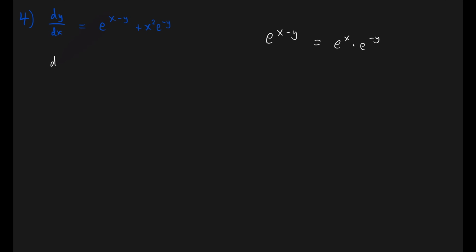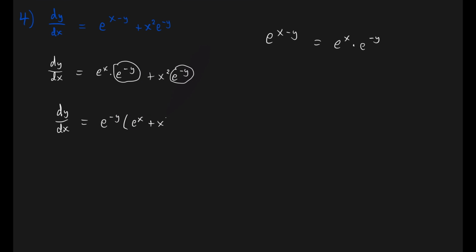So we're going to have dy/dx is equal to e to the x times e to the negative y plus x squared times e to the negative y. Now, what do we notice is the same here? Well, I see an e to the negative y term attached to every term on the right side of this equation. Right here, right here. So we can probably factor that out, right? So we're going to rewrite this again. It's going to be dy over dx is equal to e to the negative y times e to the x plus x squared.